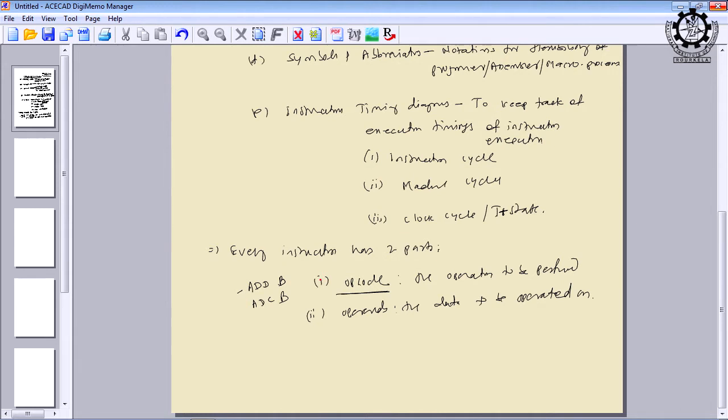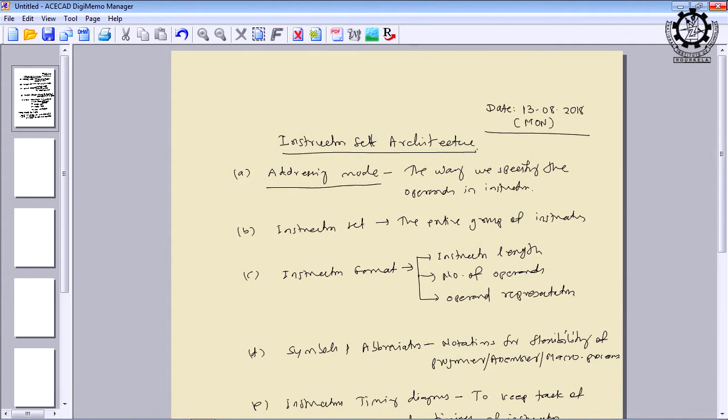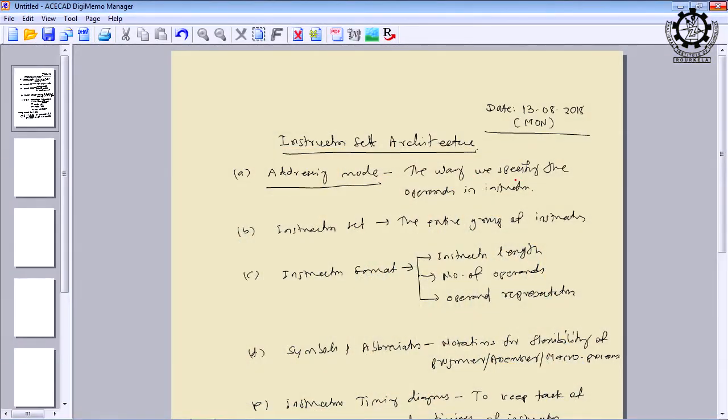Is it okay? Now coming to the addressing mode. The moment I say addressing mode, in general you have to specify the operands, but whenever we go to the exact address, the types of addressing modes, there we will see that all microprocessors will not support all kinds of addressing modes, because this is a very general definition.